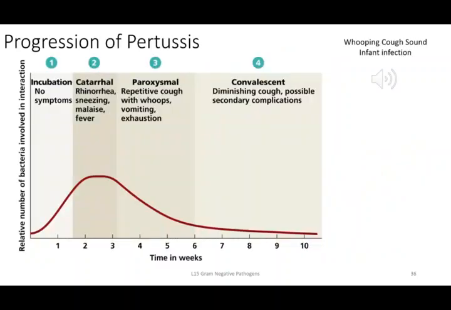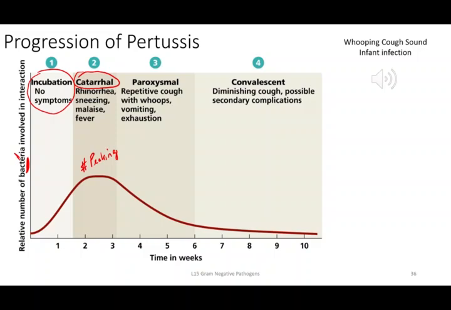So what this axis is showing, this graph, is how the bacteria numbers are changing over time. During the incubation phase, so that's the first one, we see an increase in bacterial number. And then there's a second phase. This is where it deviates a little bit. It's called the catarrhal phase. And this is where the bacteria number is actually peaking, but you haven't got to the peak of the signs and symptoms yet.